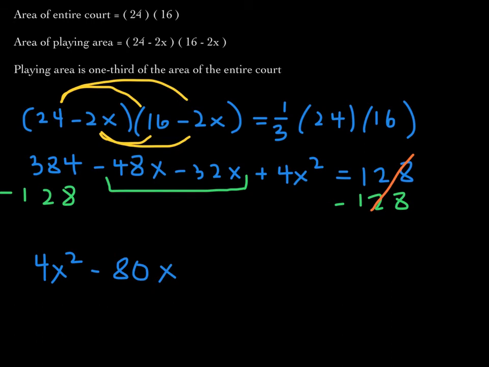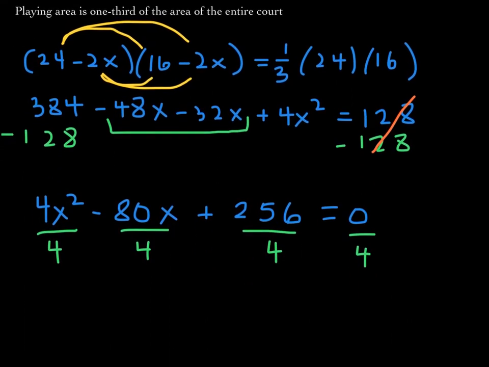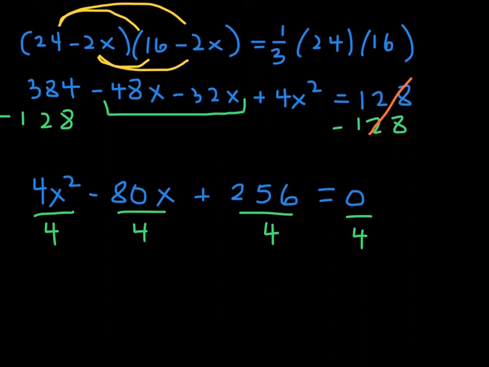And then here, 384 minus 128, let's do that. So that's going to be positive 256. Don't forget that this is set equal to 0. What I would advise you to do next is make this easier to solve by dividing both sides by the GCF of, let's see, 4. 4 goes into every single term. So let's divide everything by 4, and it'll make these numbers maybe a little easier to handle.